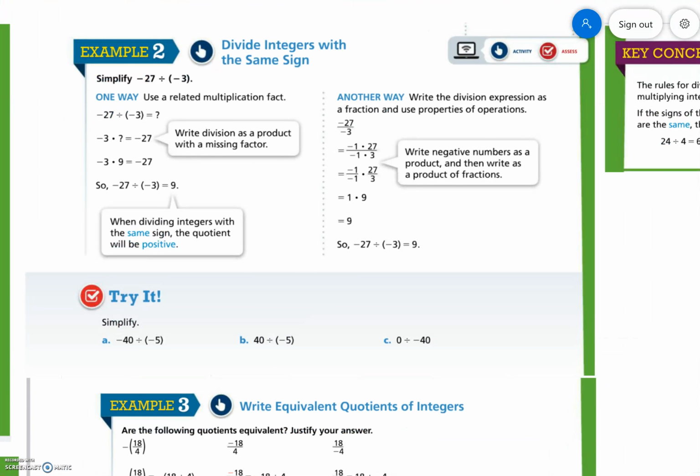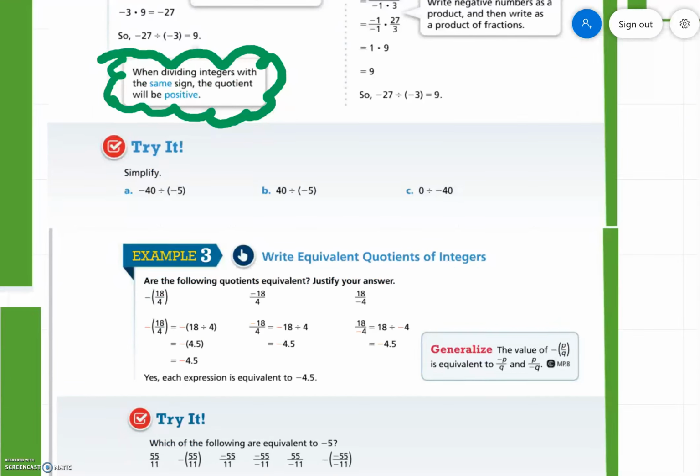Divide integers with the same sign, so the signs match. Simplifying negative 27 divided by negative 3. Well, they're writing it as a multiplication: negative 3 times what gives me negative 27? We know that's 9. Or you can just divide. Negative 27 divided by negative 3. A negative divided by a negative equals a positive. When dividing integers with the same sign, the quotient will be positive. So let's try these 3 on your own, A, B, and C.